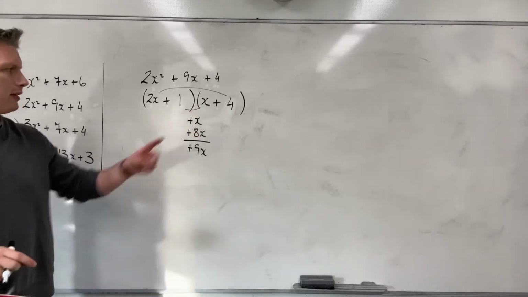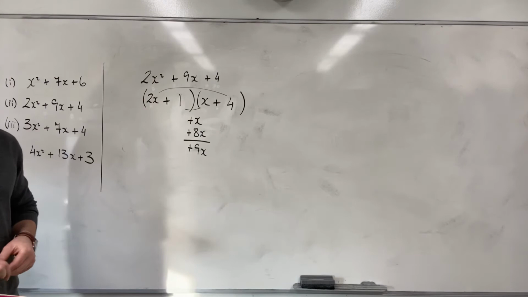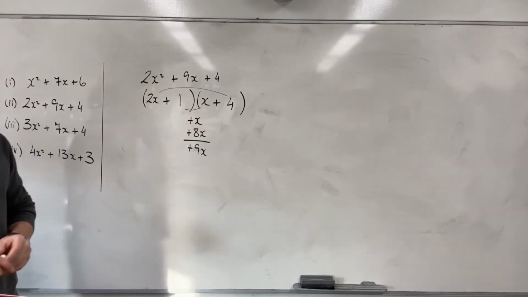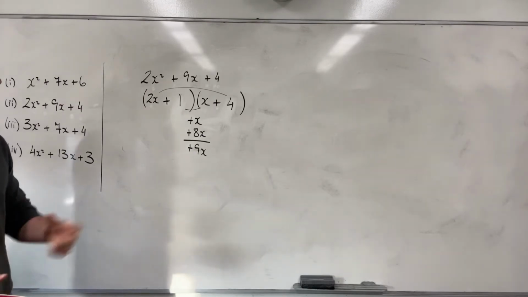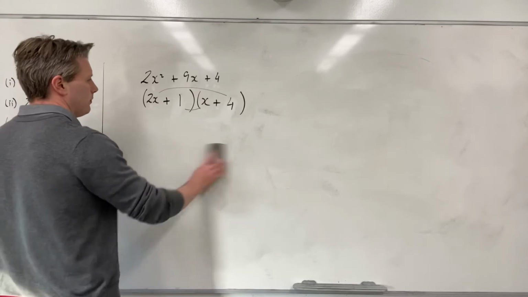And so these here, 2x plus 1 times x plus 4, these are the factors of this quadratic trinomial. Again, if you wanted to just FOIL out the whole thing, you would see that you get 2x squared plus 9x plus 4 back. So we have factored it correctly. Okay, that's 2 down.